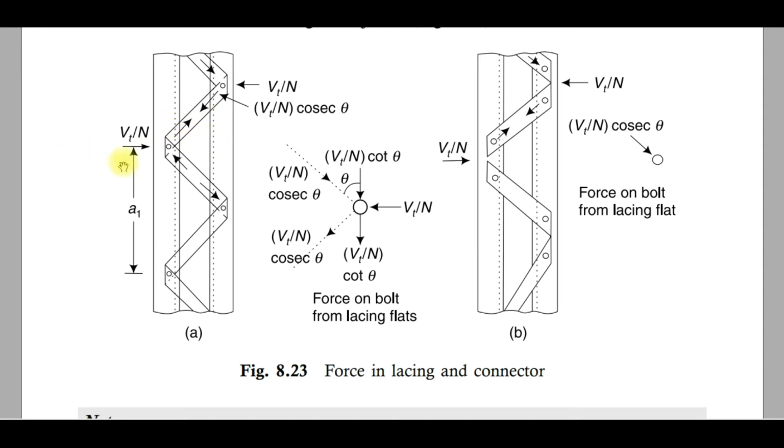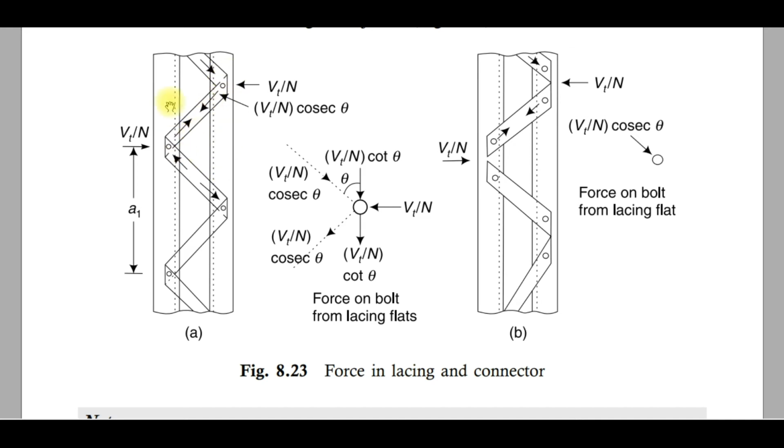If there is some lateral force, like lateral forces due to wind force and also earthquake force, these two sections will be separated. So the overall stability will be disturbed, and it will not act as a single unit. So we have to make a proper connection. That's why these lateral forces are considered, this Vt by n, in the case of designing this lacing bar.